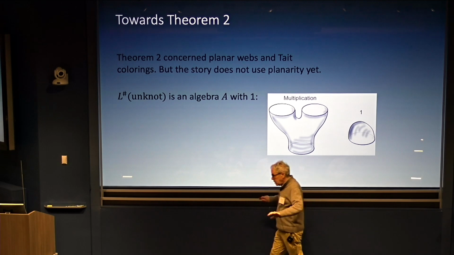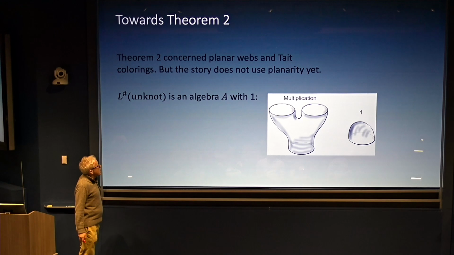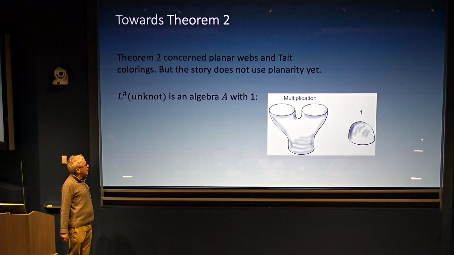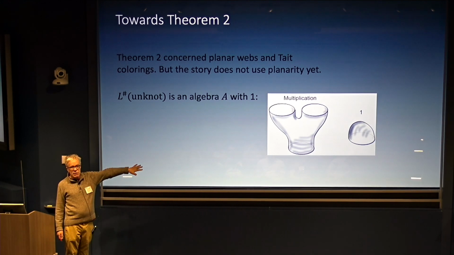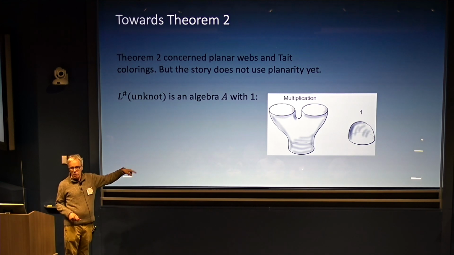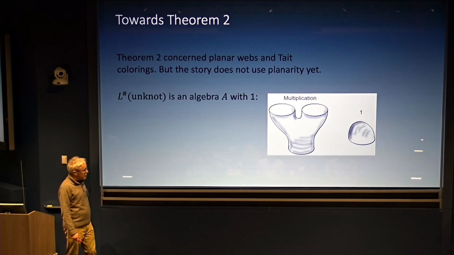Theorem 2 said that for planar webs, the dimension of L sharp just counts Tait colorings. I want to explain how that works. Most of what I'm going to say in the next few slides doesn't really depend on planarity at all. So there's sort of standard TQFT stuff happening to start with. If you look at the unknot, there's a cobordism from 2 copies of the unknot to 1, this pair of pants. That makes L sharp of the unknot an algebra. It's an algebra with 1. The identity element 1 is the element of L sharp of the unknot provided by that disk whose boundary is the unknot.